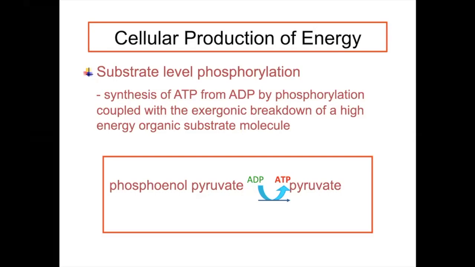Now, in complete definition, substrate level phosphorylation is the synthesis of ATP from ADP by phosphorylation, which is coupled to the exergonic breakdown of a high energy compound. In this case, the high energy compound is phosphoenol pyruvate, or PEP. So this is the step before pyruvate is formed. This is the last step of glycolysis.